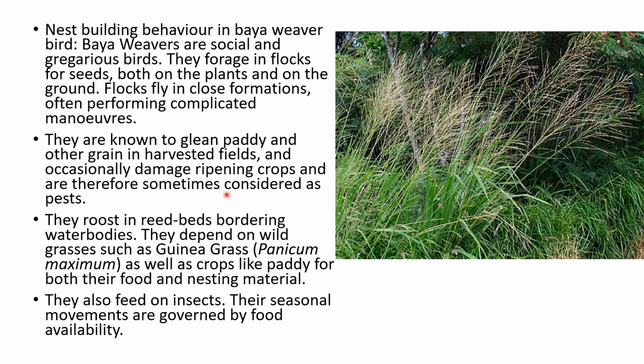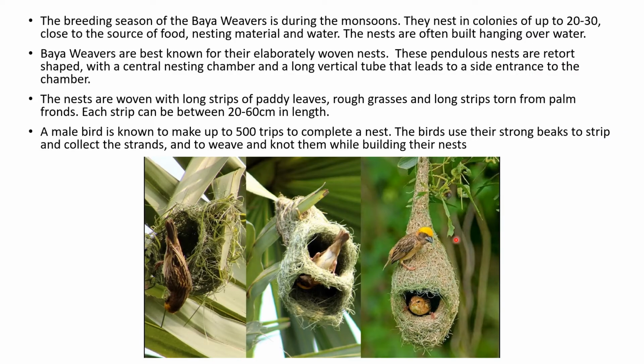They depend on wild grass, which is shown in this picture here, the Guinea grass or Panicum maximum, as well as crops like paddy for both their food and nesting material. They also feed on insects. Their seasonal movements are governed by the availability of food. So they migrate if the food is not available abundantly.